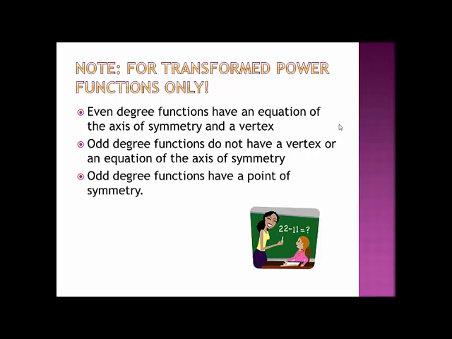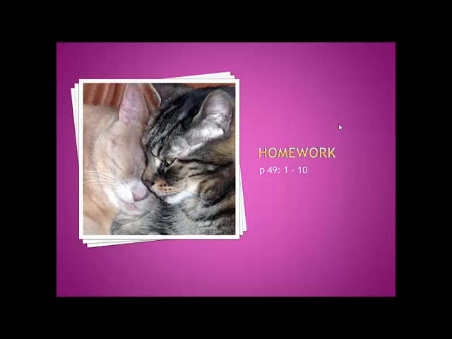So just a quick note for transformed power functions. Even degree functions have an equation of the axis of symmetry and a vertex. Odd degree functions do not have a vertex or an equation of the axis of symmetry. Odd degree functions have a point of symmetry. And that is the end of the lesson.